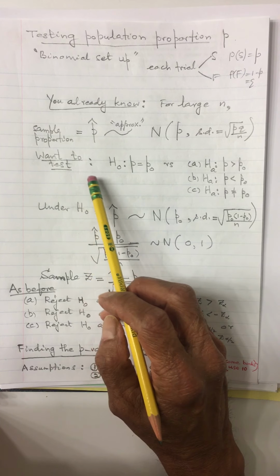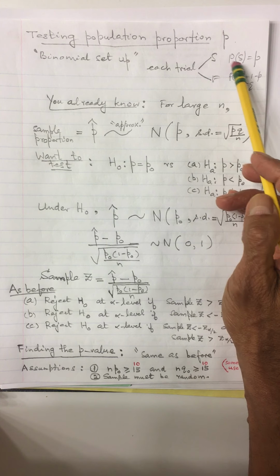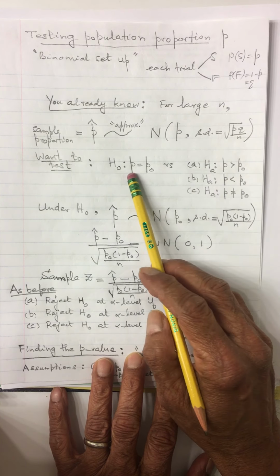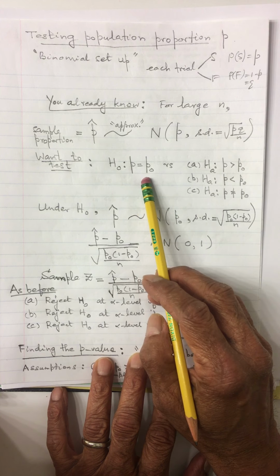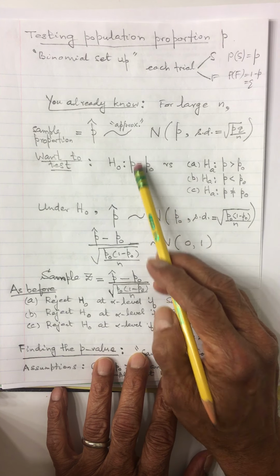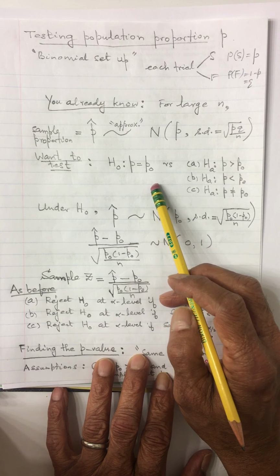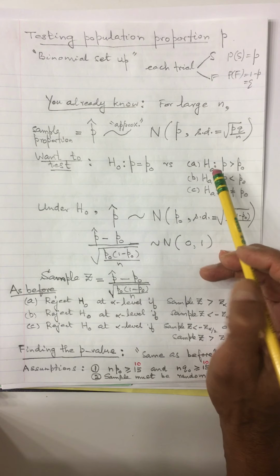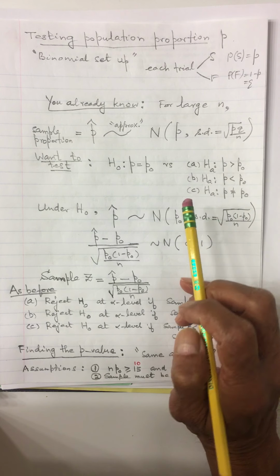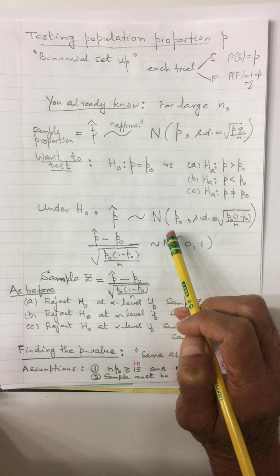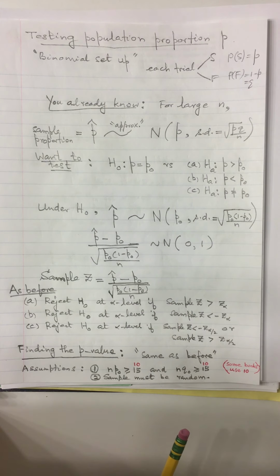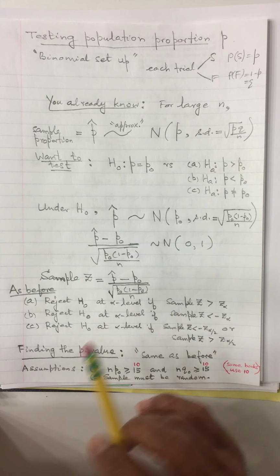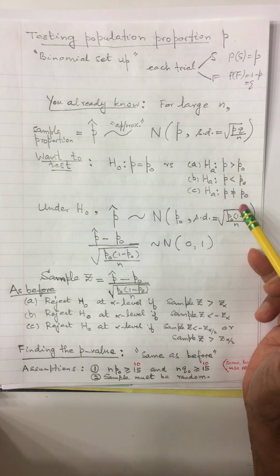In other words, we want to check whether this proportion p is equal to p naught. P naught is a given value, like 0.2 or 0.3. The alternative hypothesis is that the rate is more than that p naught value, or less than that p naught value, or not equal to that p naught value. So very much the same three alternative hypotheses: upper tail, lower tail, and two tail.